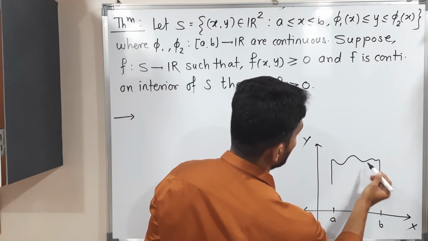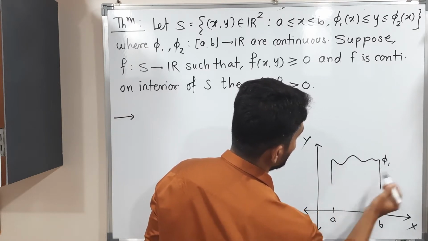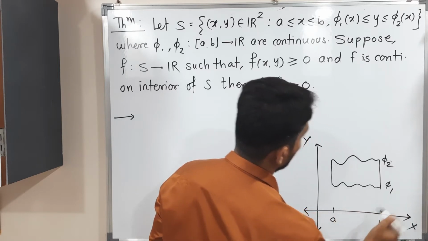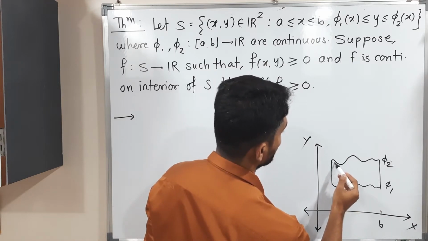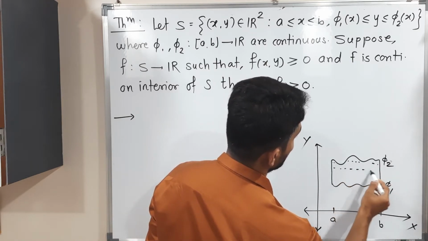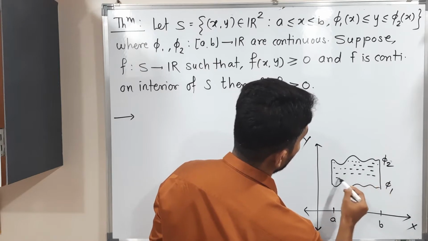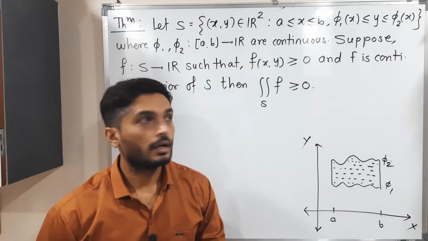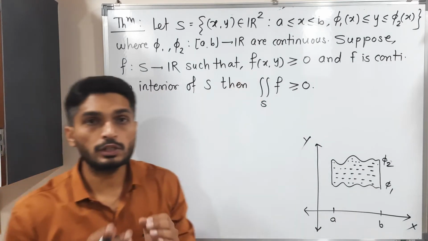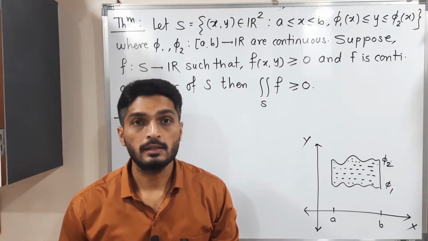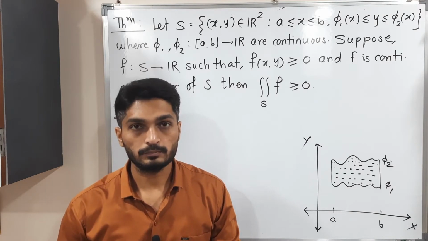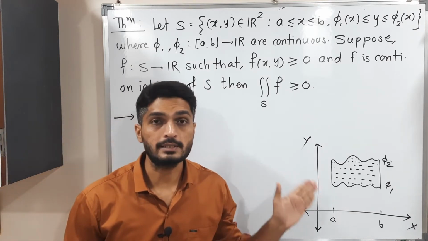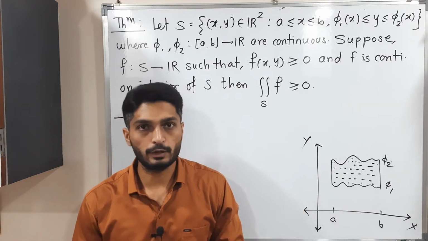These are continuous functions. Suppose this is phi2, and this is phi1. So this is the region we have, which is bounded by AB and phi1 and phi2. What is given is the function f, which is defined on this region S and which is greater than or equal to 0. Then we have to prove that if you calculate the double integration of f over this region S, then it is also greater than or equal to 0. This thing we have to prove.